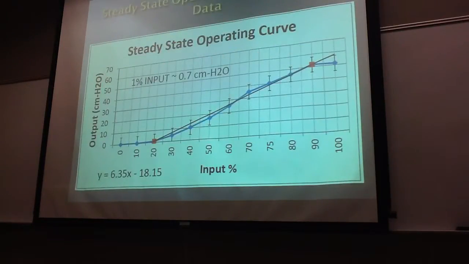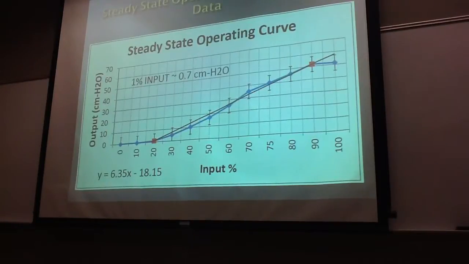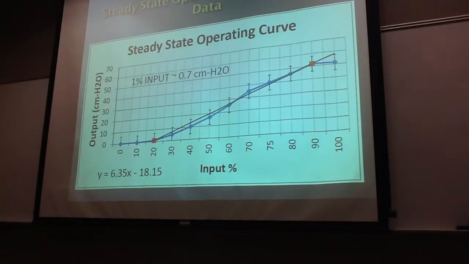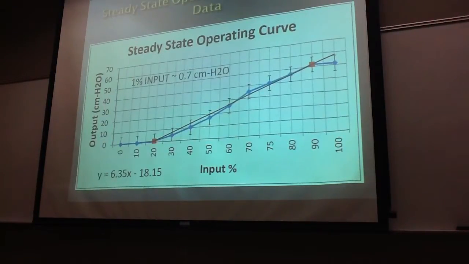This diagram is collected data for all of the team's trials. As you can see from the trend line, the linear curve was achieved between 20% and 90%. The other input values were omitted because they skewed off the chart so much. For the steady state analysis, we estimated 0.7 centimeters of water increase for every 1% of input to the system.